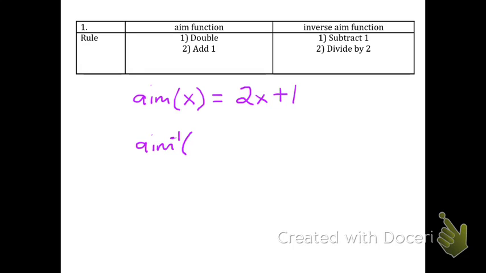I'll go ahead and use the same letter, but you can use whatever letter you want. I'm going to use x. And in the inverse function, what I do is I subtract 1 and then divide by 2. So I'm first going to take whatever letter goes in, in this case x, and subtract 1. Then I'm going to take this whole number that I get from doing x minus 1, and divide that by 2. So I divide this whole thing by 2. That's how you do the symbolic notation for both the aim function and the inverse aim function.